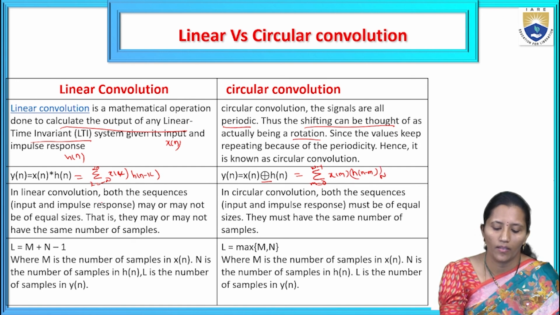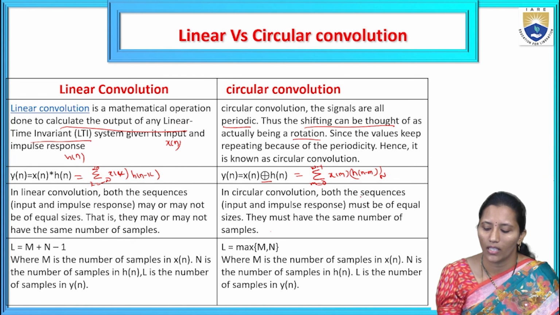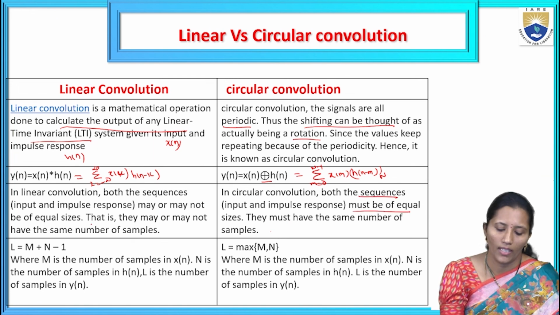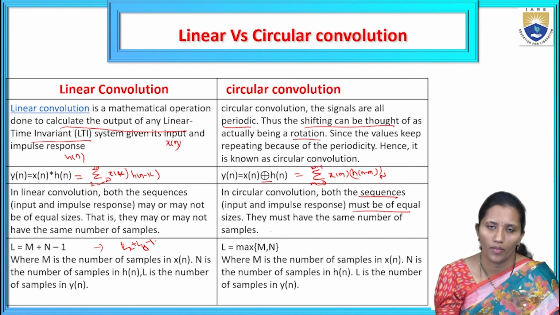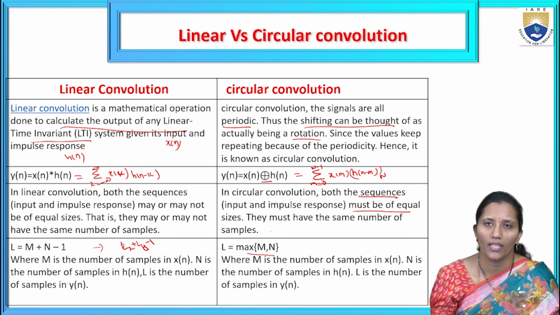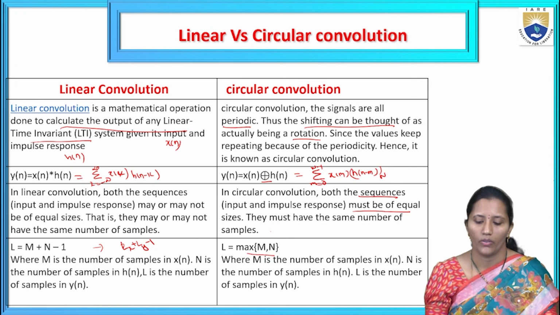In linear convolution, the lengths of both sequences may or may not be equal, but in circular convolution, both sequences must be equal in length. In linear convolution the length of the output is L equal to M plus N minus 1, that is, length of x plus length of y minus 1. The output number of samples will be Lx plus Ly minus 1. In circular convolution, we get the maximum of the lengths of the two sequences. So, these are the basic differences between linear and circular convolution.